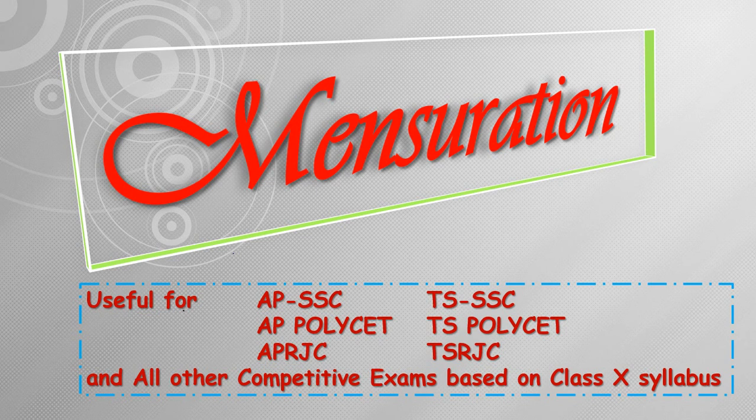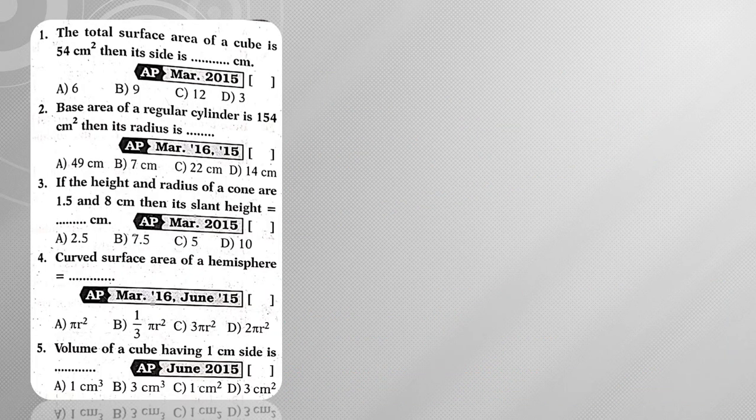Right, in this particular video I have discussed the previously asked questions related to this chapter. Let us see those previously asked questions. Question number 1, the total surface area of a cube is 54 centimeters square, then its side is dash centimeters. Here the important thing is you need to know all the formulas related to these solid figures. If you are good at the formulas, we can solve any problem, right?